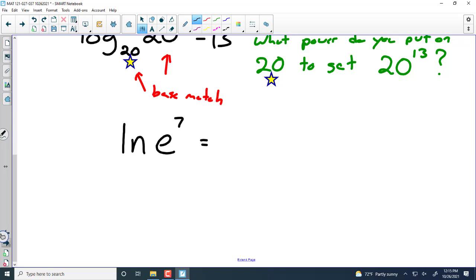If I write ln, it's not base 10, what is it? Base e. This is also base e. I've got base e and base e. This is asking this question. Listen carefully, everyone. What power do you put on e so you have e to the 7th power? 7.